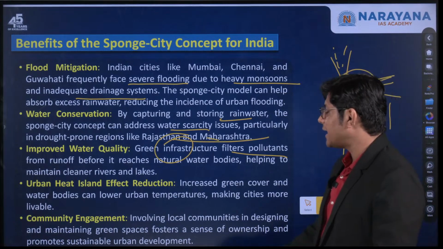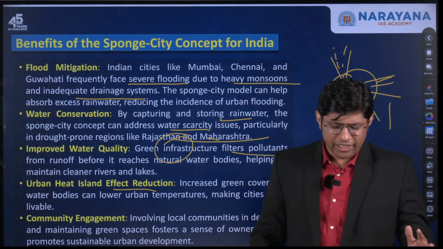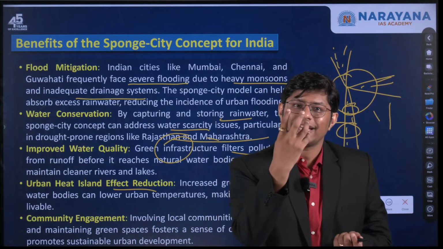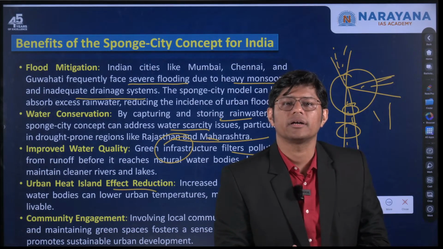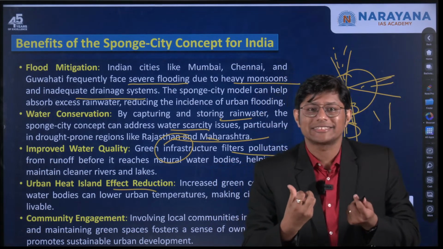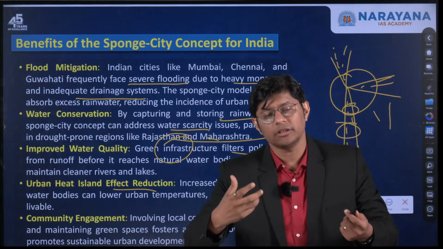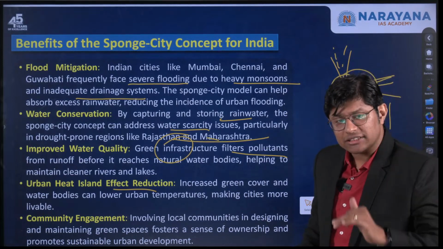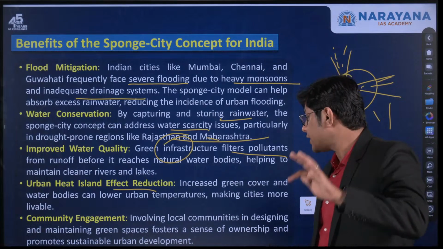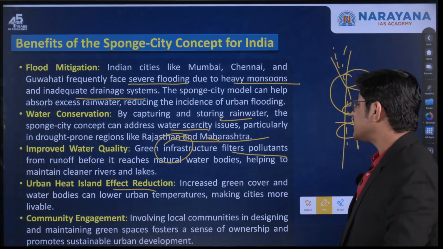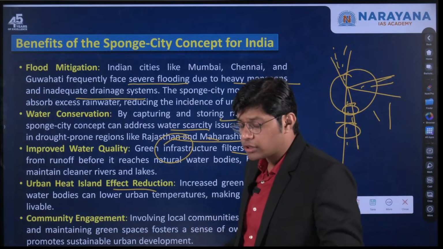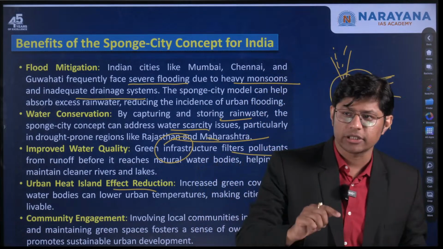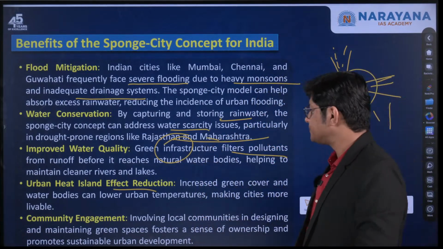Urban heat island effect. Now if you see, because of the extreme use of concrete, the heat gets trapped in the concrete, and as the heat gets trapped, the urban places turn hotter and hotter. So because of green infrastructure, we will reduce the urban heat island effect. And then community engagement, that is, we have to involve the local people so that we come up with innovative solutions and measures through which we reduce the impact of flooding, right?